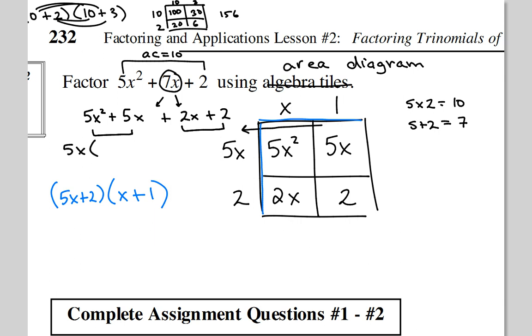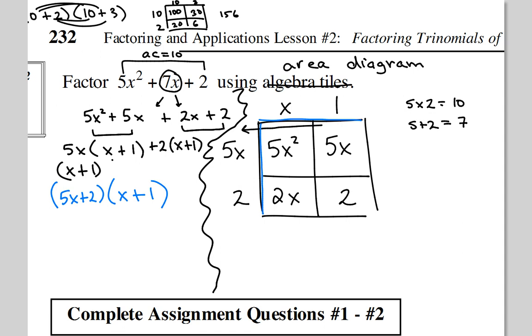5x. You factor that out, you get x plus 1. GCF on the other one is 2. You get x plus 1. Now you have x plus 1 in common. You take it out and you get 5x plus 2. Similar, right? Which one's easier?